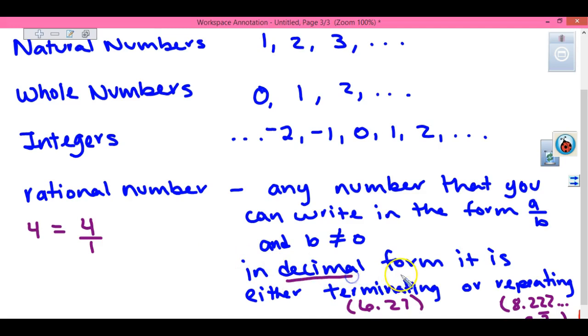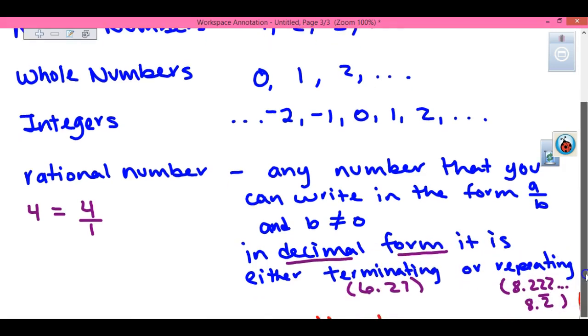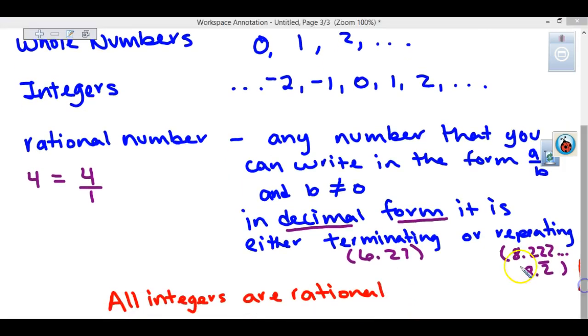In decimal form, a rational number is either terminating, so that means the decimal stops, like 6.27, 3.8, 0.5. Any decimal that stops, it's terminating. Or it can be repeating, that means any decimal that just continues on and on and on forever with the same decimal. Like in this example, 8.222222, and it goes on forever. Okay. All integers would be rational numbers.